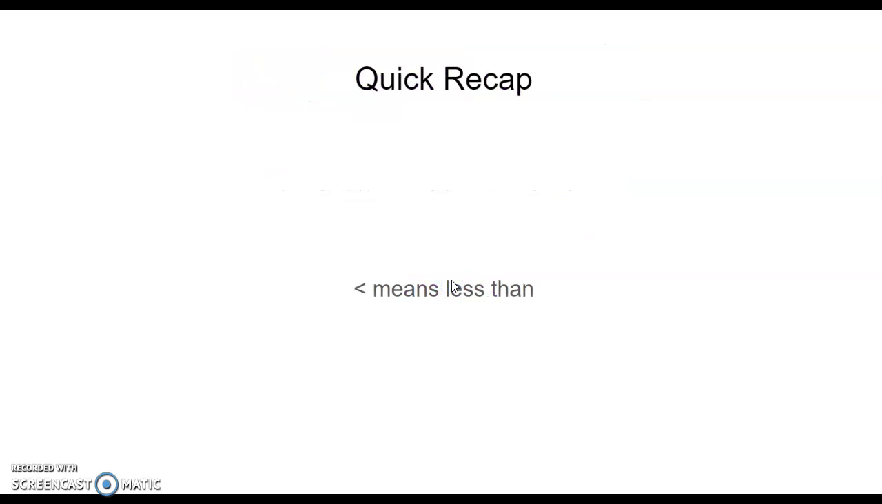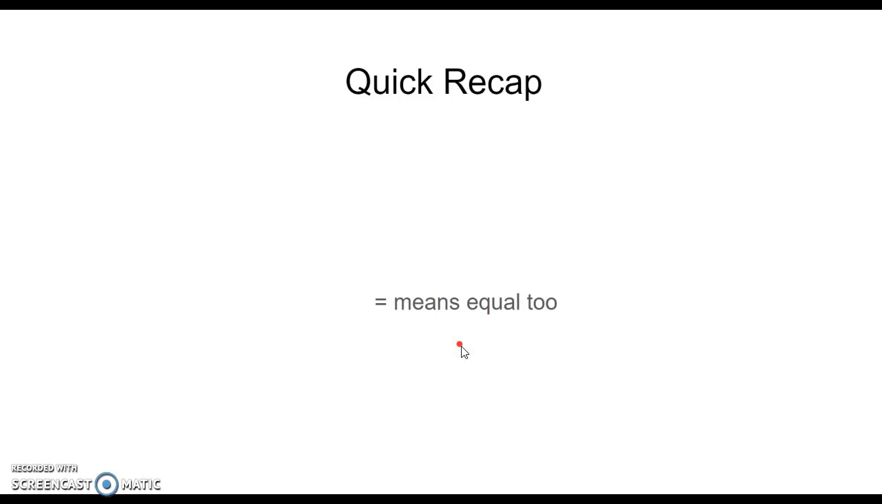A quick little recap. This symbol means less than, so the number before it would be less than the number after it. So it would be 4 is less than 5. And this one is greater than, so it would be 5 is greater than 4. And then this one is equal to, so we wouldn't be able to do 4 equals 5 or 5 equals 4. It would have to be 4 equals 4.